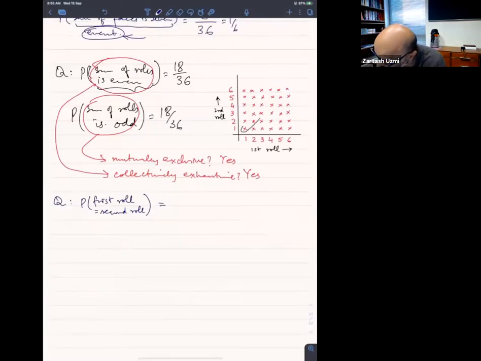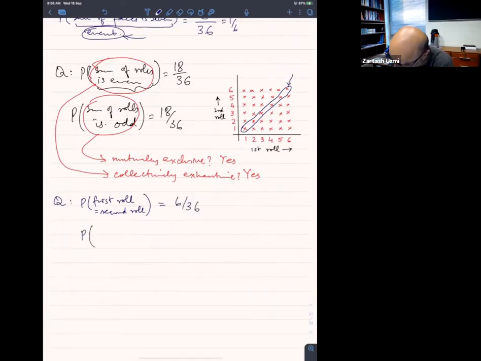ये वाले जो आपके पास पॉइंट्स हैं, these points here, ये जो मैंने एक सेट बना दिया, these points, how many points are those? These are the points which indicate that the number on the first row is the same as the number on the second row. So first row is equal to second row. This event occurs when any one of these six guys occur. Okay? So this is 6 out of 36.